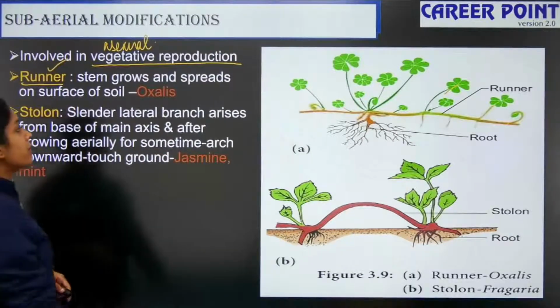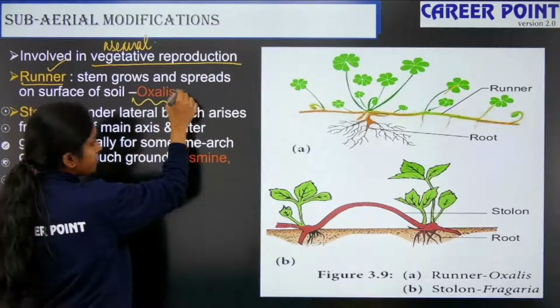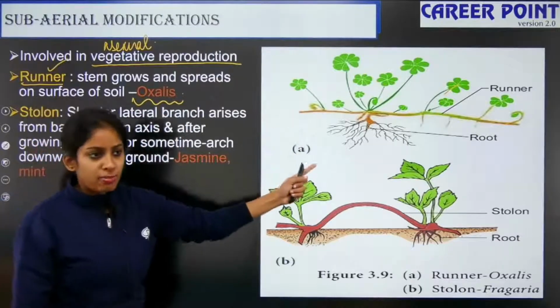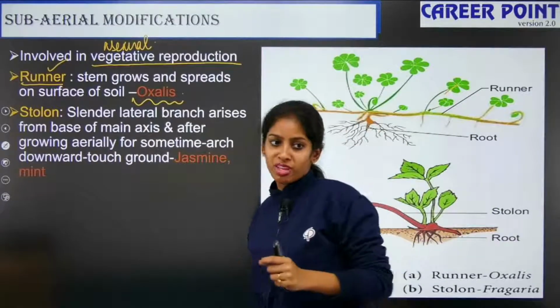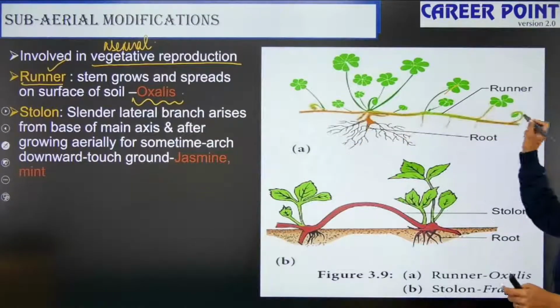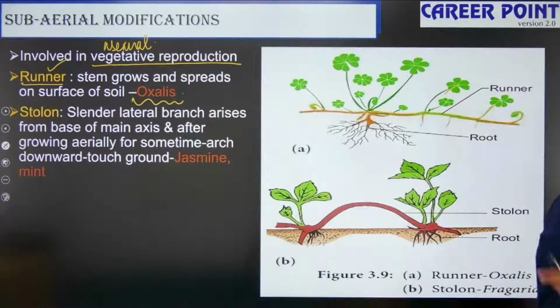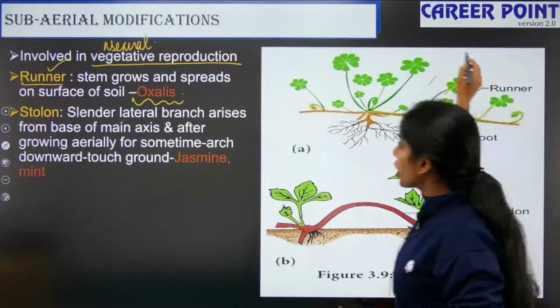So the example is oxalis. This is an oxalis plant where the stem runs on the surface. It is a type of stem modification, and as the stem runs along, it gives rise to new plants. So it is a type of asexual reproduction. It is giving rise to individual plants.